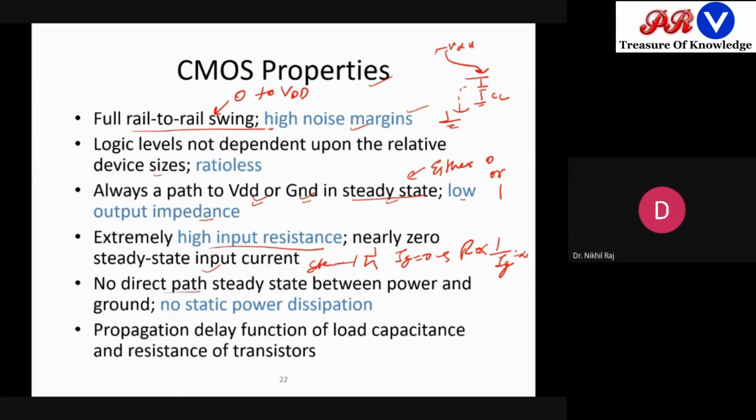Also, there is no direct path in the steady state between power and ground, so no static power dissipation. Now, when does the power dissipation occur? When P is equal to V into I, fine. So from supply to ground, we will not get a direct path in either of the cases. When either one will be on, then the other will be off. If pull down is on, then pull up will be off. So there is no direct path, so there is no direct power dissipation in the circuit.